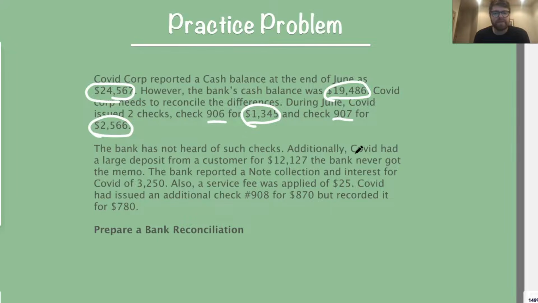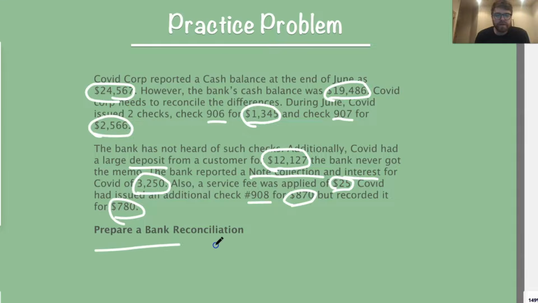That's a hint. Additionally, COVID had a large deposit from a customer for $12,127. The bank never got the memo. That's a deposit there. The bank reported a note collection and interest for $3,250. Also, a service fee was applied for $25. COVID had issued an additional check, 908. They had issued it for $870, but recorded it for $780. Interesting. So the main thing here we got to do is prepare a bank rec.